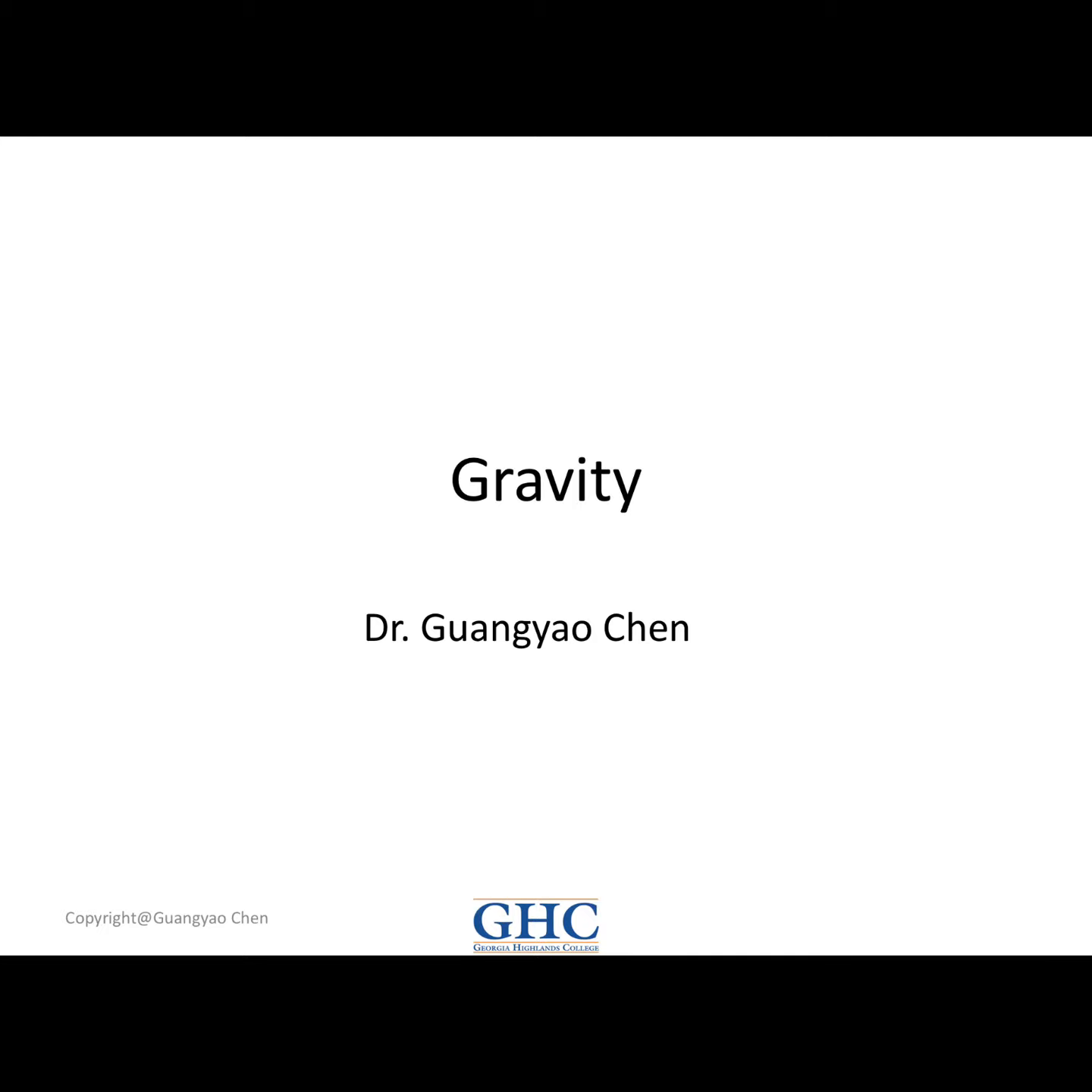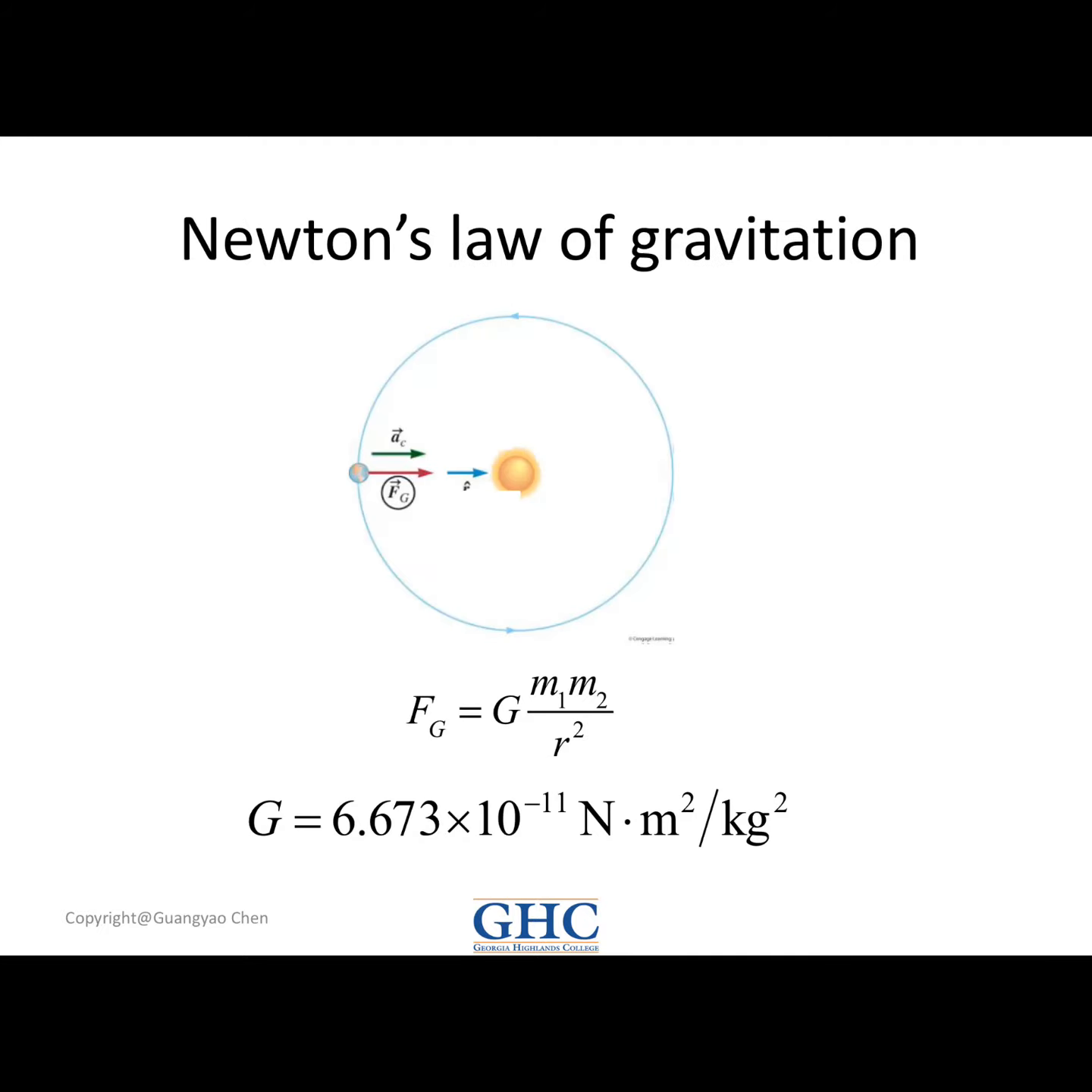We are going over gravity today. Newton's law of universal gravitation tells us that as long as you have two objects with masses, there is an attractive gravitational force between them, calculated as gravitational force equals G times mass of object 1 times mass of object 2 over the distance between them squared.